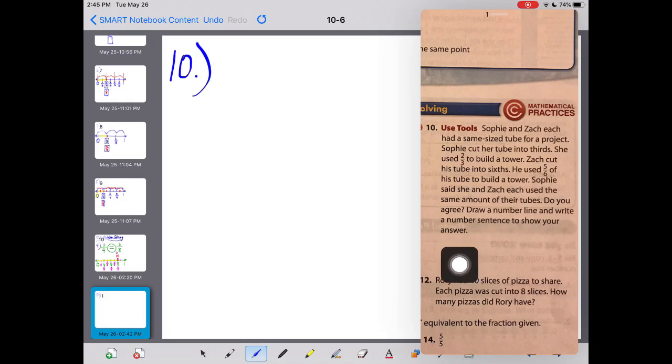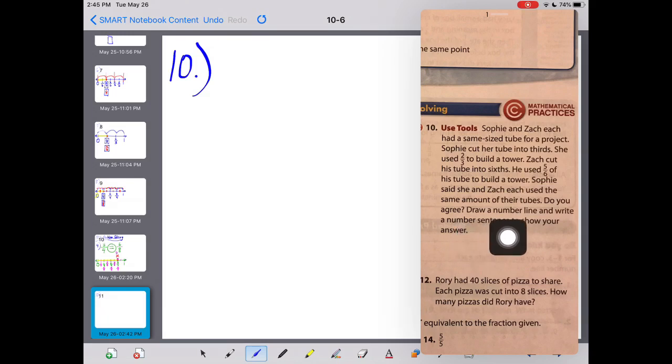So remember, your number sentence is going to be 2/3. You're going to compare it to 5/6, and you're going to have in between it a greater than, less than, or equal sign. Okay? If you agree that it's the same size, then you're going to have an equal sign. If you disagree, then you're going to have a less than or a greater than sign.